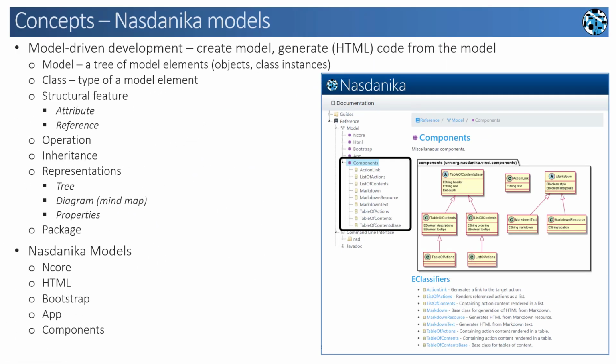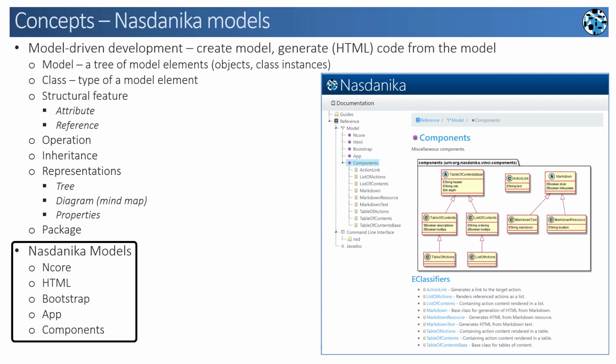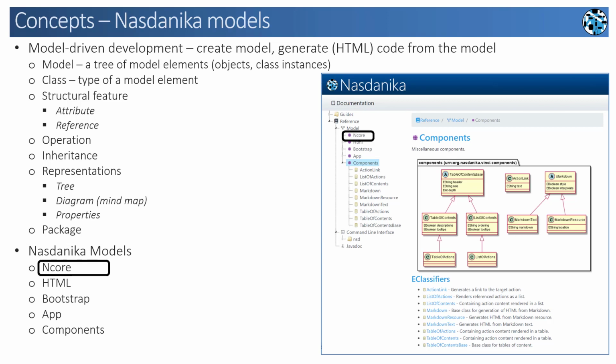Model classes are grouped into packages. Nasdanika Vinci uses 5 model packages with increasing level of abstraction. The N-core package contains core classes used by the classes from the other packages. The HTML package provides classes for generating HTML. The Bootstrap package provides classes for generating Bootstrap elements, which is a higher level of abstraction than HTML.